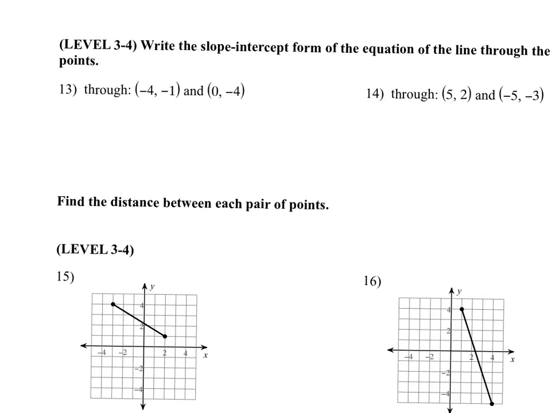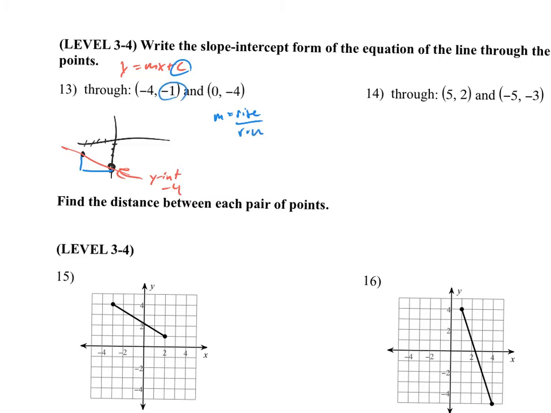So slope-intercept form. Okay, fine. Slope-intercept form looks like y equals mx plus c. This one's nice because if we thought about it, this is -4, -1, and this is 0, -4. So this 0, -4, that's the y-intercept, right? So we know what c should be. So all we really need to do is find slope, and slope is rise over run, right? Rise over run.